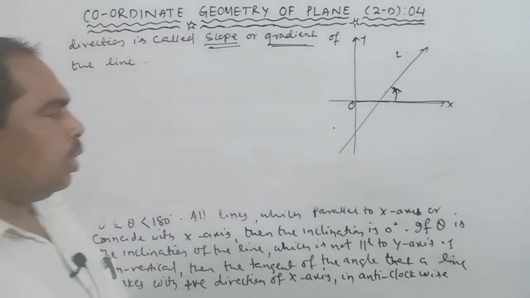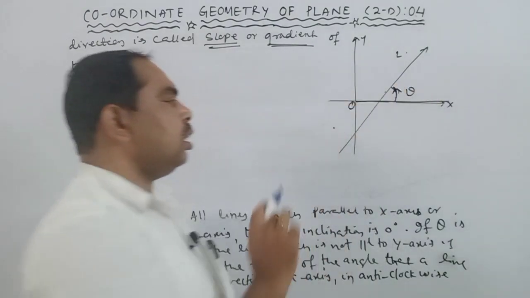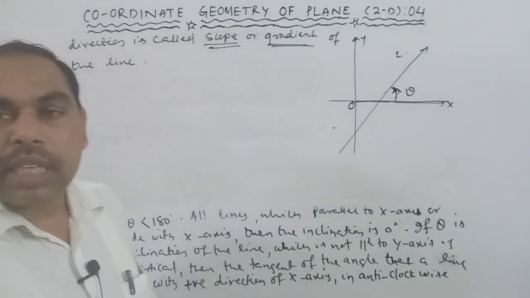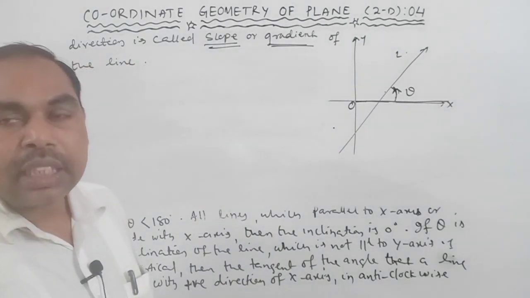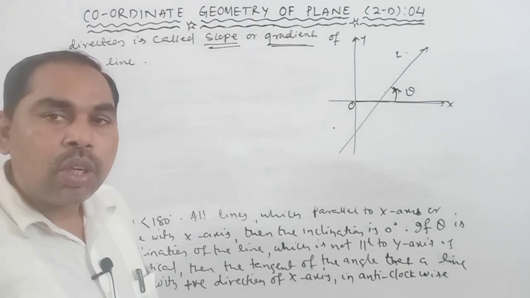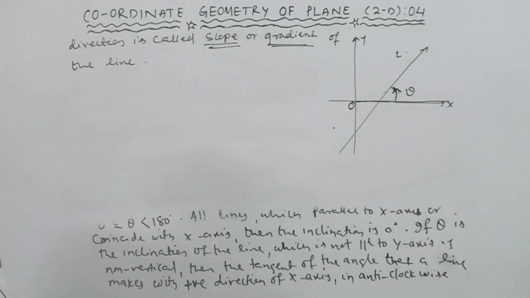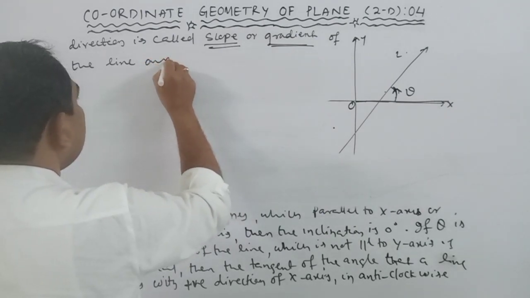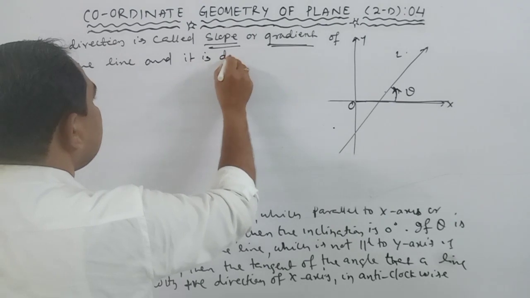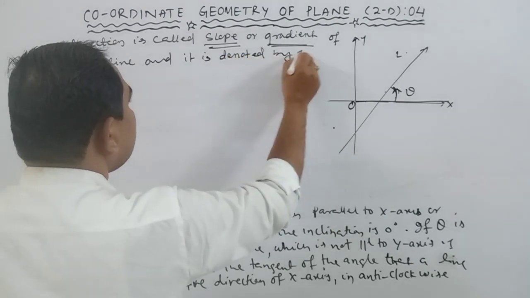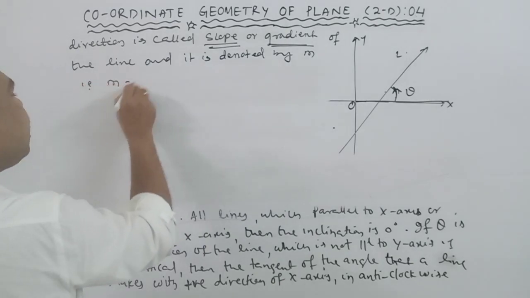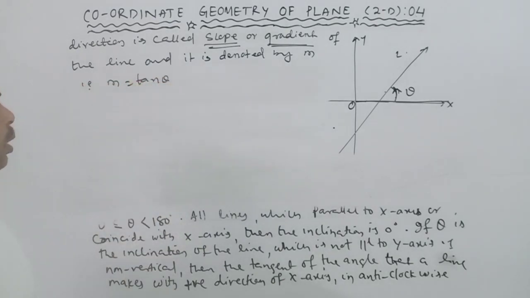Again, suppose theta is the inclination of the line with the positive direction of the x-axis in positive sense. Then the slope of the line is equal to the tangent of the angle, that is tan theta. It is the slope or gradient of the line, denoted by m, that is m is equal to tan theta.